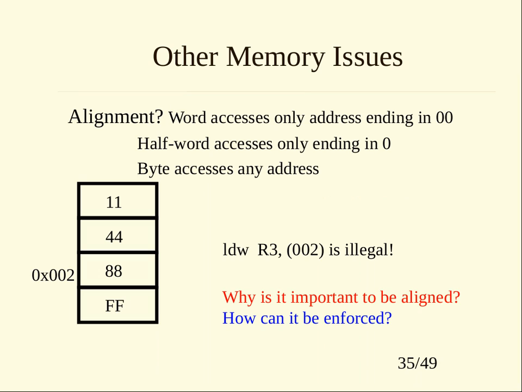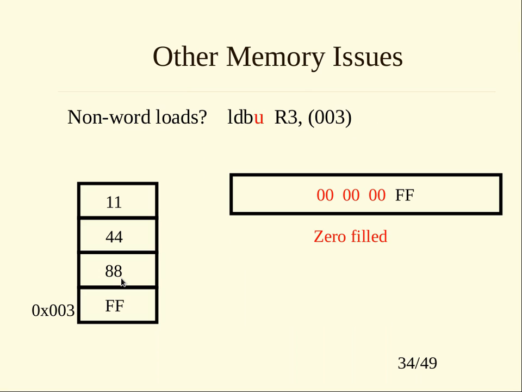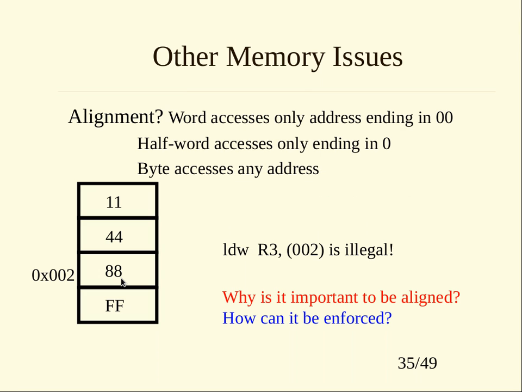Okay, alignment. Word accesses only addresses ending in 00. Right. So let me go right here to the example. If you try and load a word into R3 from position 002, why would that be illegal? Load word. Previously I was doing load byte. Now I'm doing load word. Because it's a word, and those end in 0. It's a byte, but not a word.